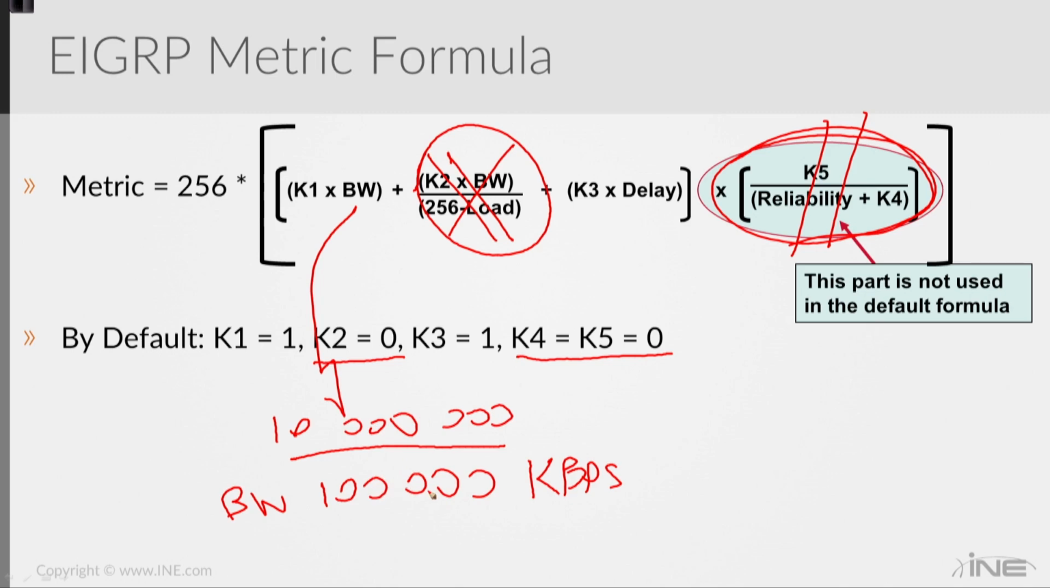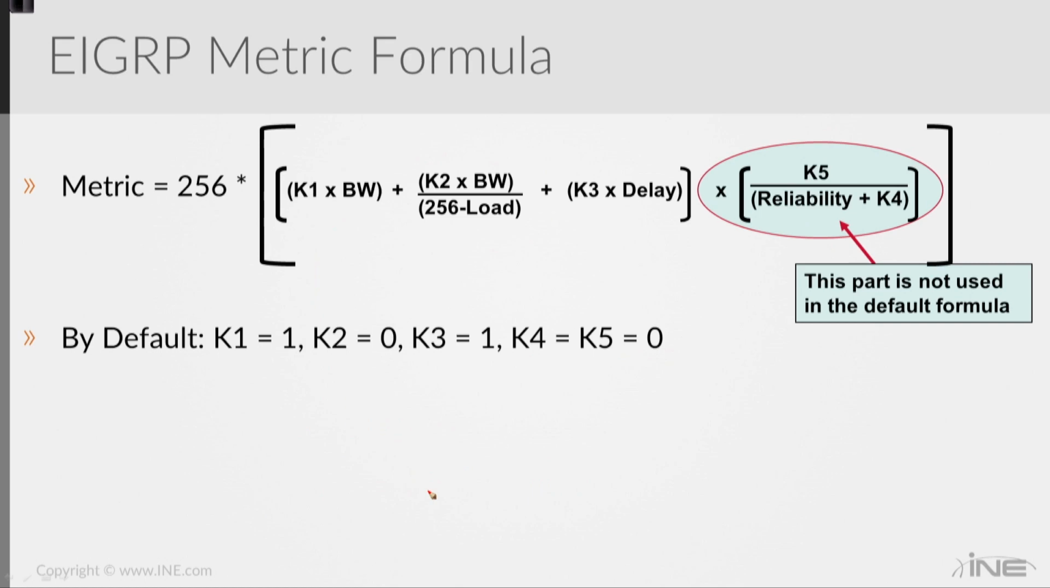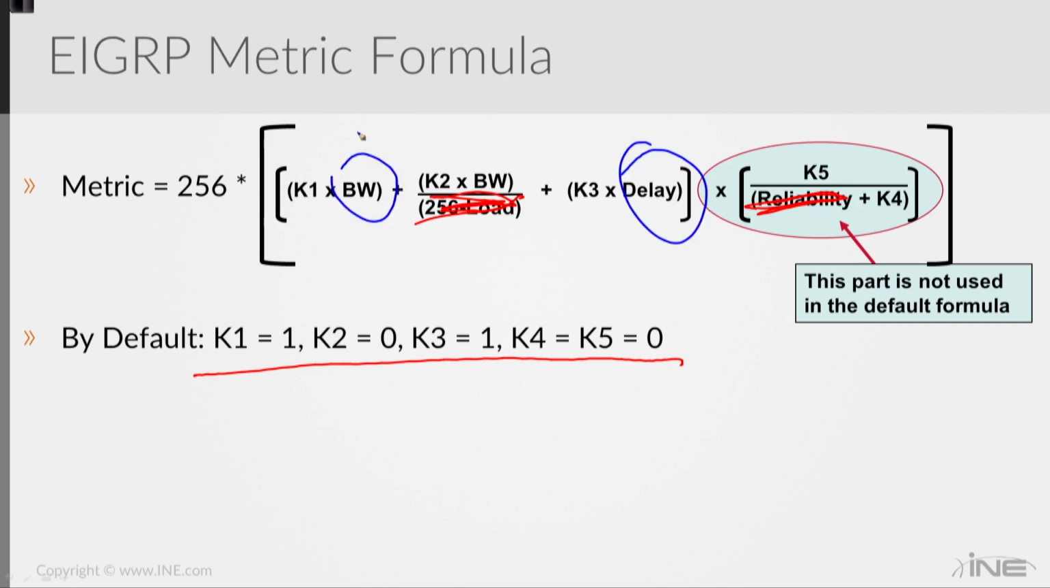Main takeaway that I want you to have from this was that with the default K values, reliability is not part of the formula and load is not part of the formula. The only factors that go into the formula are delay and bandwidth, and that's it.